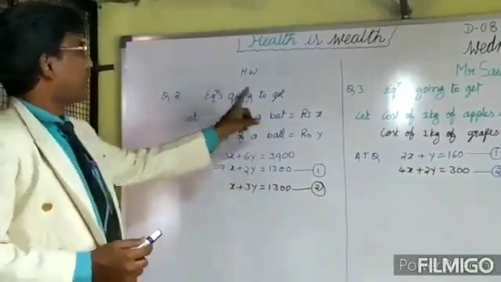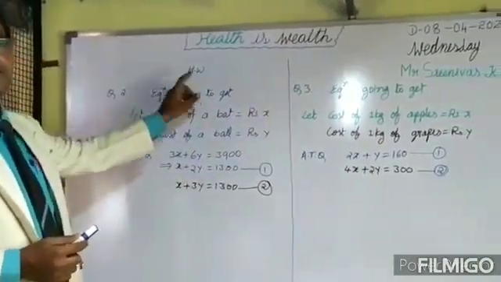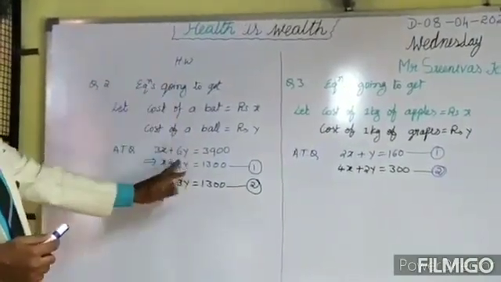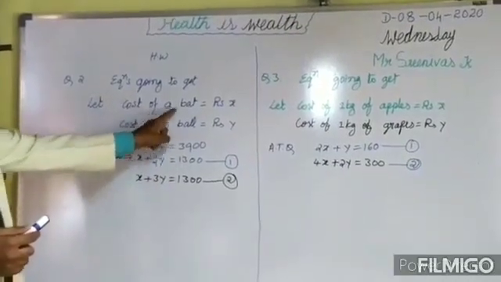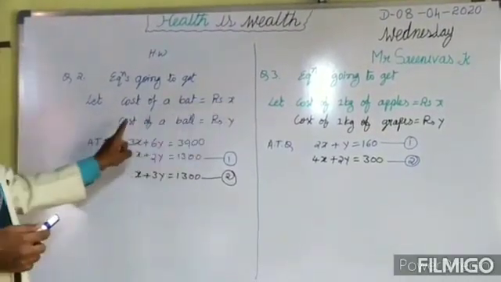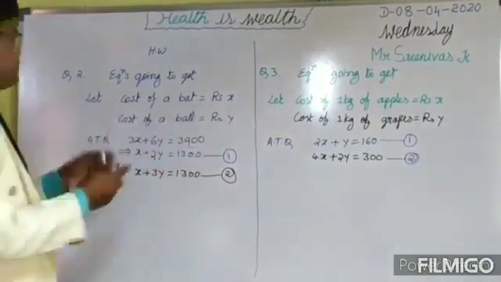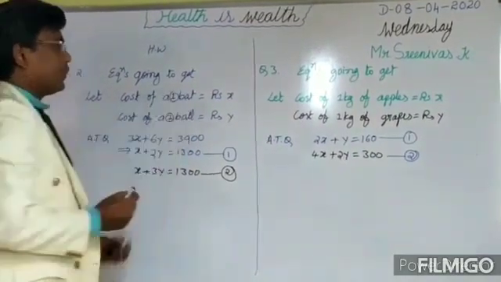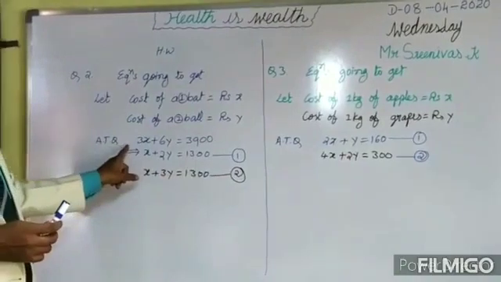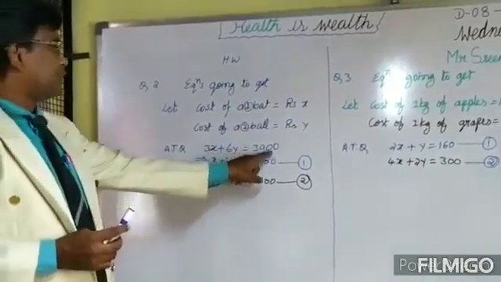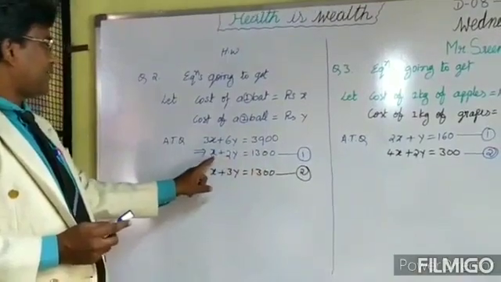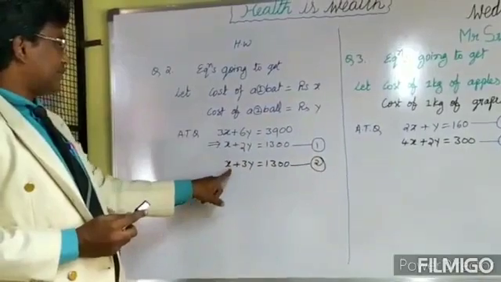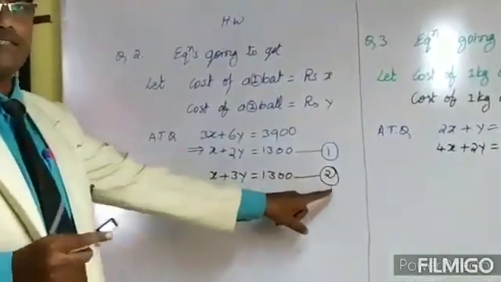Question number 2 and 3 are homework for you, but I am giving a clue for you. Question number 2, according to the question we are going to get the equations of these two. In this question we are taking the cost of 1 bat equal to Rs X, the cost of 1 ball equal to Y. According to the question, the first statement is 3x plus 6y equal to 1300. If you take 3 common out here, x plus 2y equal to 1300 is equation number 1. And according to the second statement, x plus 3y equal to 1300. This is equation number 2.